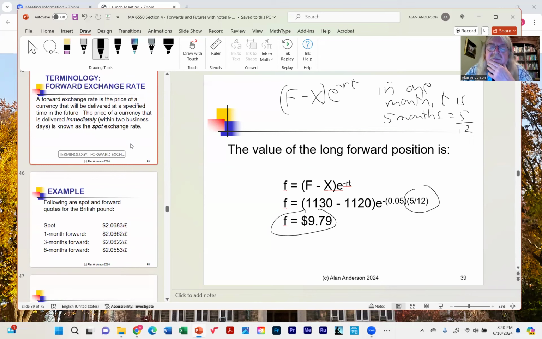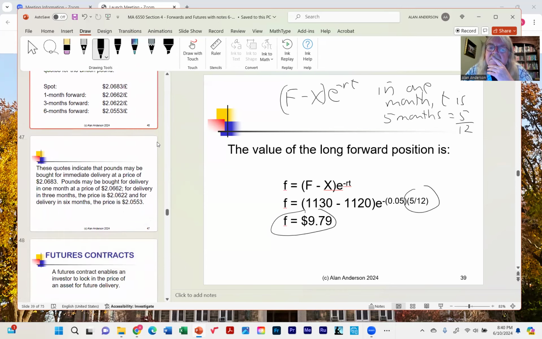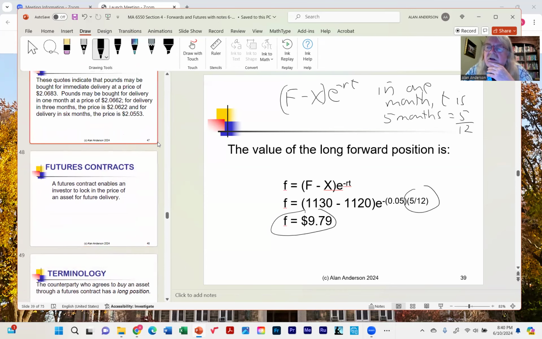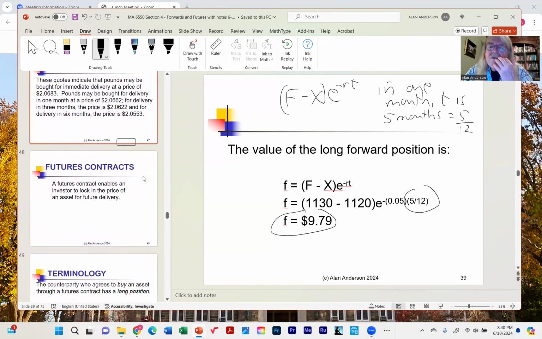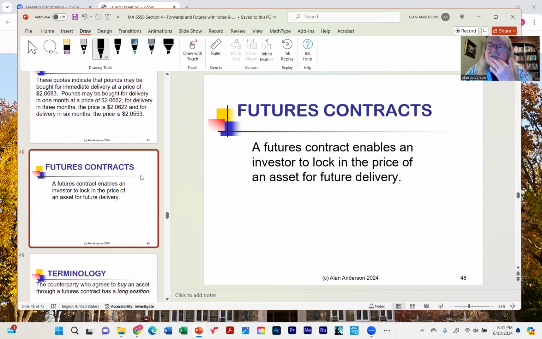So we're going to turn our attention back to the foreign exchange market, where there's a lot of forward contracts being used every single day. And so once that's done, we'll have a quick example about foreign exchange forward contracts. Then we're going to turn our attention to futures contracts.